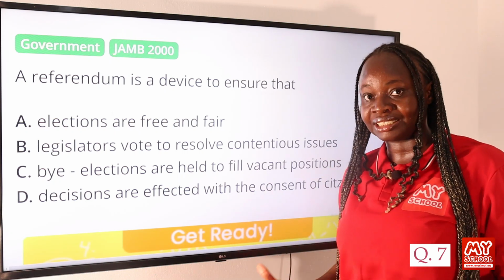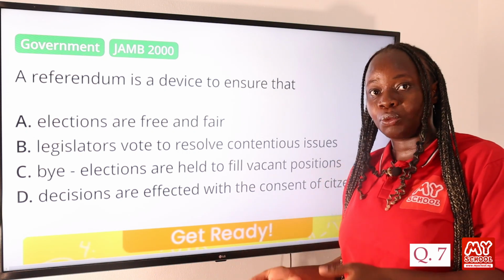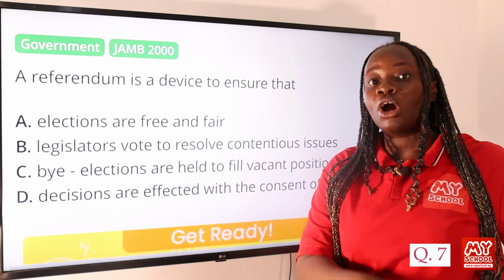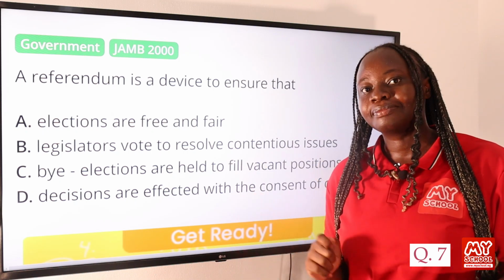They want to know whether the citizens align with a particular policy or law or not. So if they do align with that policy, it can be effected. It can actually be a law or a policy within that society. So our answer to this question is option D.